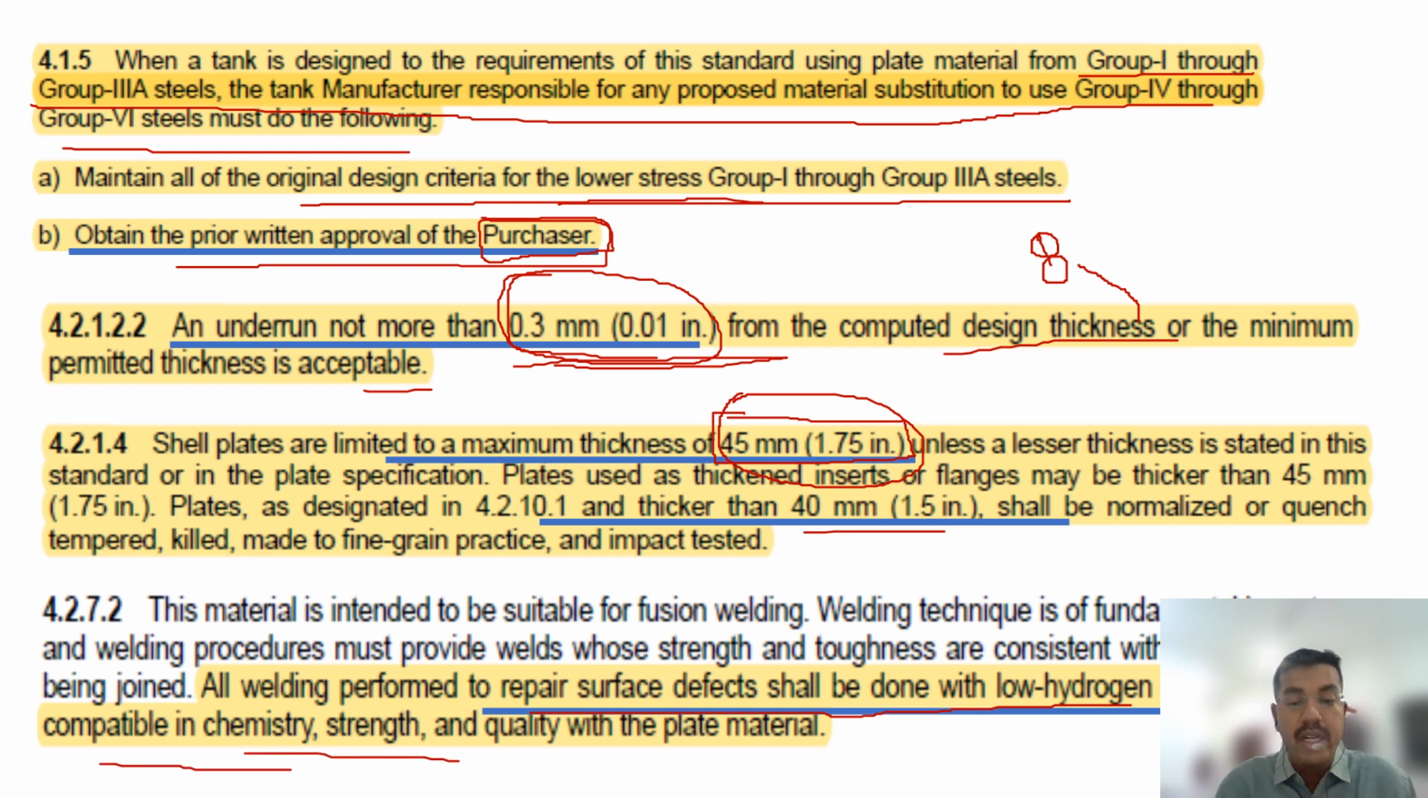All welding performed on repair surfaces shall be made with low hydrogen electrodes, compatible with chemistry, strength and quality of the plate material. Any welding or repair of the welding, if you are doing, should be done by low hydrogen electrodes. Not high hydrogen electrodes. 7018, 7016, these are low hydrogen electrodes. So we have to use low hydrogen electrodes.